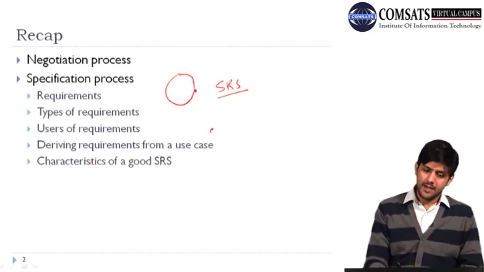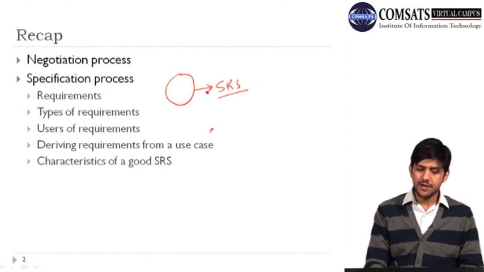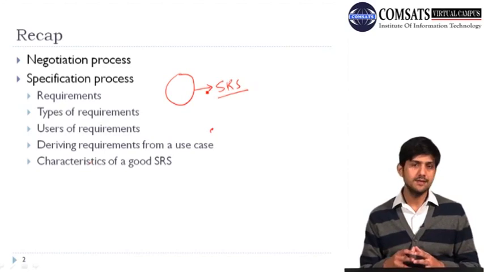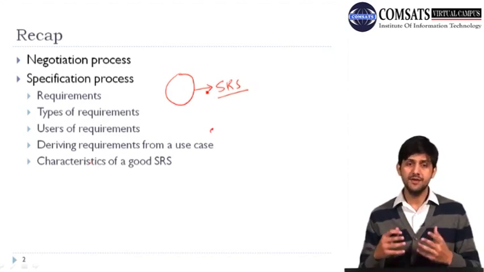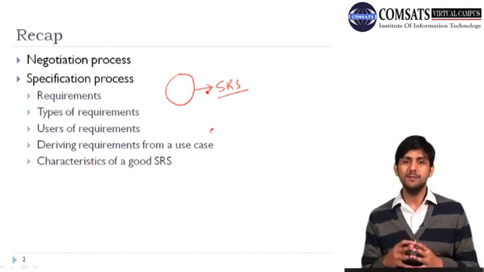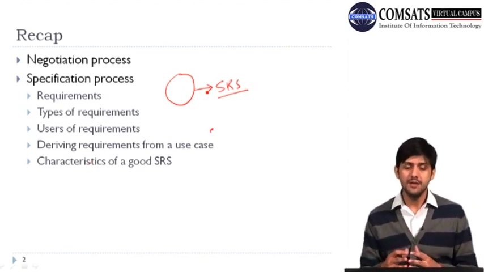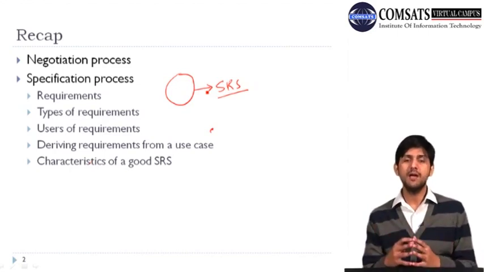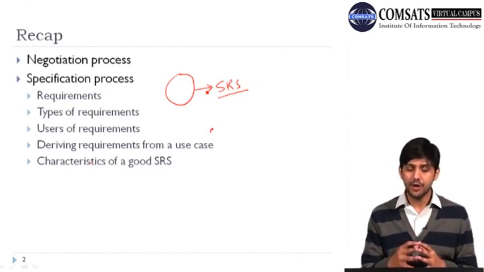So when we started discussing the specification process, we quickly recapped what a requirement is. We said it describes a feature, attribute, or service of a product or system that we are going to develop. It can also be a constraint on the system, such as a constraint on the development environment to be used, or any other kind of constraint on the product.